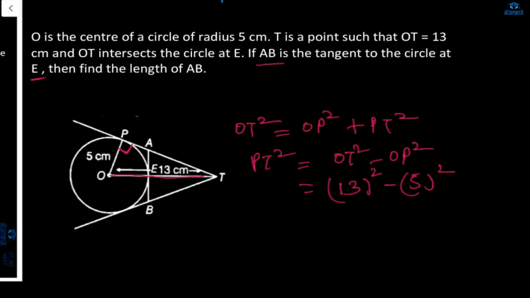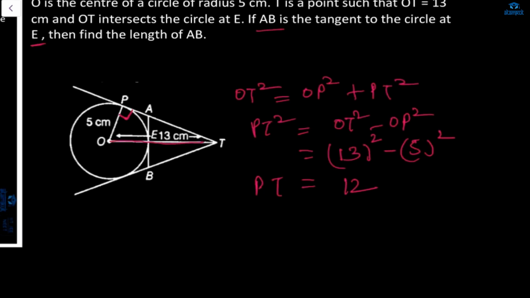If you know some of the pairs, it will give you 12. 13, 5, and 12 are a Pythagorean triplet. So we will get the value of PT as 12. This is the complete value of 12.